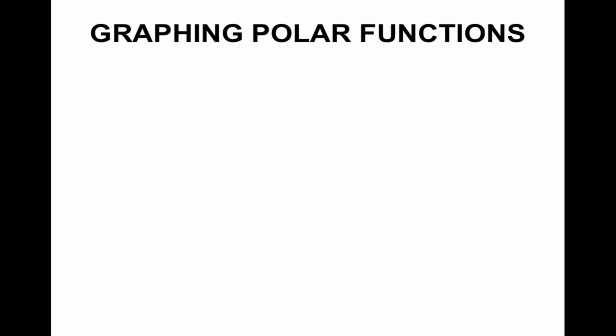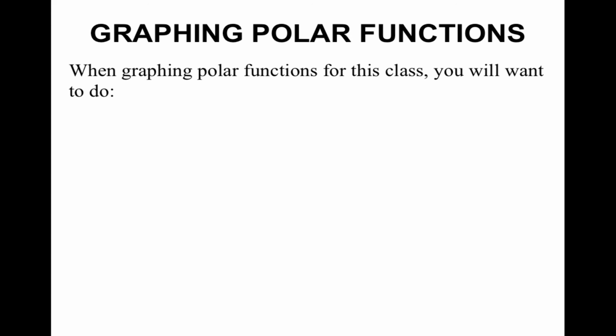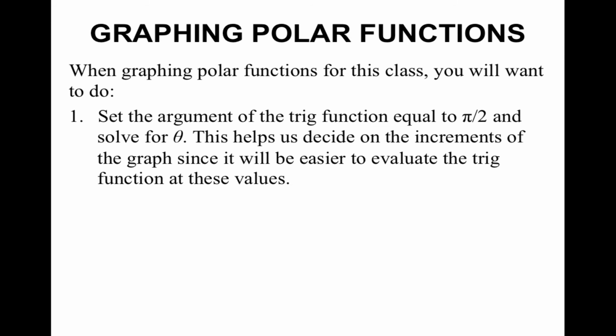All right, now we're going to do the tricky part, graphing polar functions. When graphing polar functions for this class, you'll want to do the following. First, set the argument of the trig function equal to pi over 2 and solve for theta. This helps us decide on the increments of the graph since it will be easier to evaluate the trig function at these values.